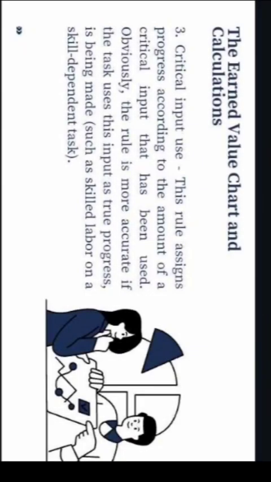The critical input use. This rule assigns progress according to the amount of a critical input that has been used. Obviously, the rule is more accurate if the task uses this input as true progress is being made, such as skilled labor on a skill-dependent task. The critical input use rule measures progress based on the consumption or utilization of a critical input essential for the task. For instance, in a skill-dependent task like software development, progress can be accurately gauged by tracking the completion of coding tasks, which directly relies on the critical input of skilled labor.